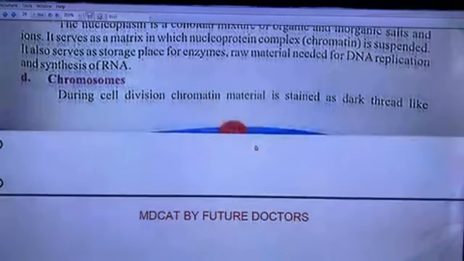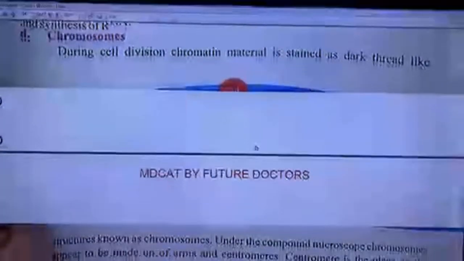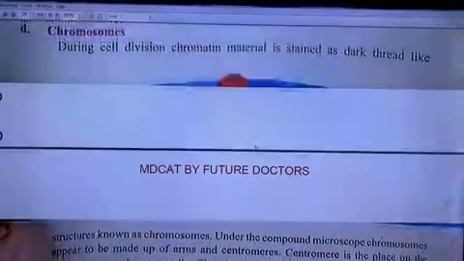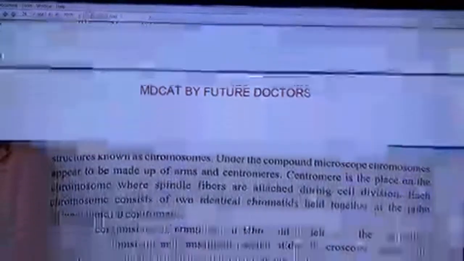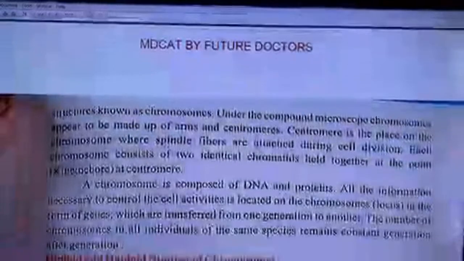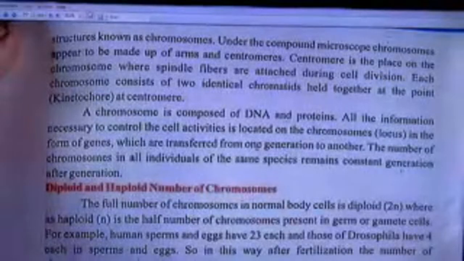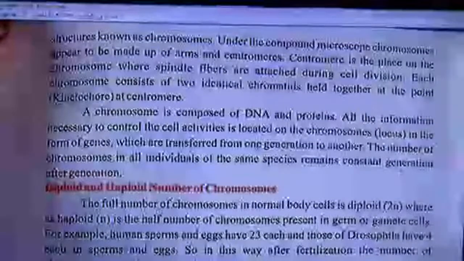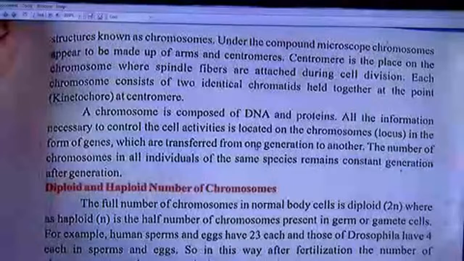Chromosomes. During cell division, chromatin material stands as dark thread-like structures known as chromosomes. Under the compound microscope, chromosomes appear to be made of arms and centromeres. Centromere is the place on the chromosome where spindle fibers are attached during cell division. Each chromosome consists of two identical chromatids held together at the centromere, the kinetochore.